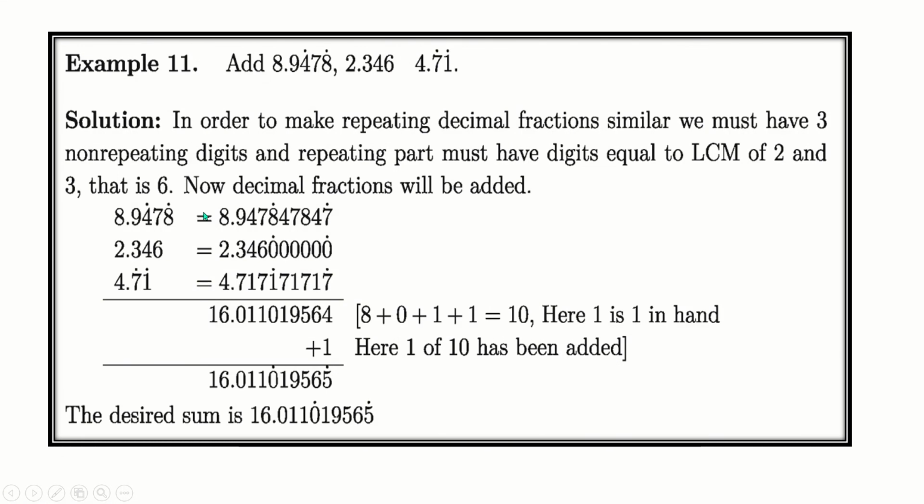Again I will explain. In previous math I have explained this. Here, the non-repeating part is 3, so we have to take 3 fixed, 9, 4, 7 fixed. Here 3, 4, 6 fixed. Here 7, 1, 7 fixed. And we have to start the repeating part here, 1.